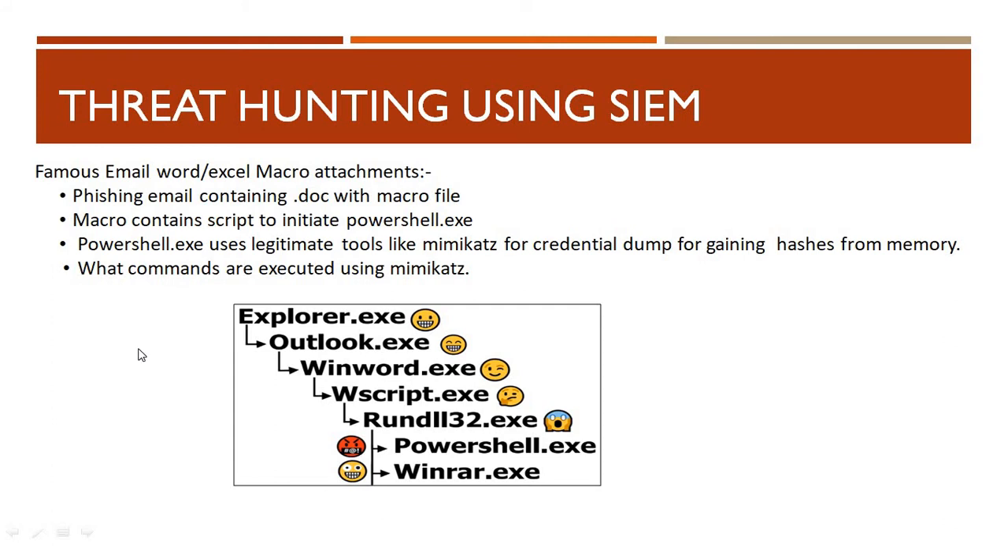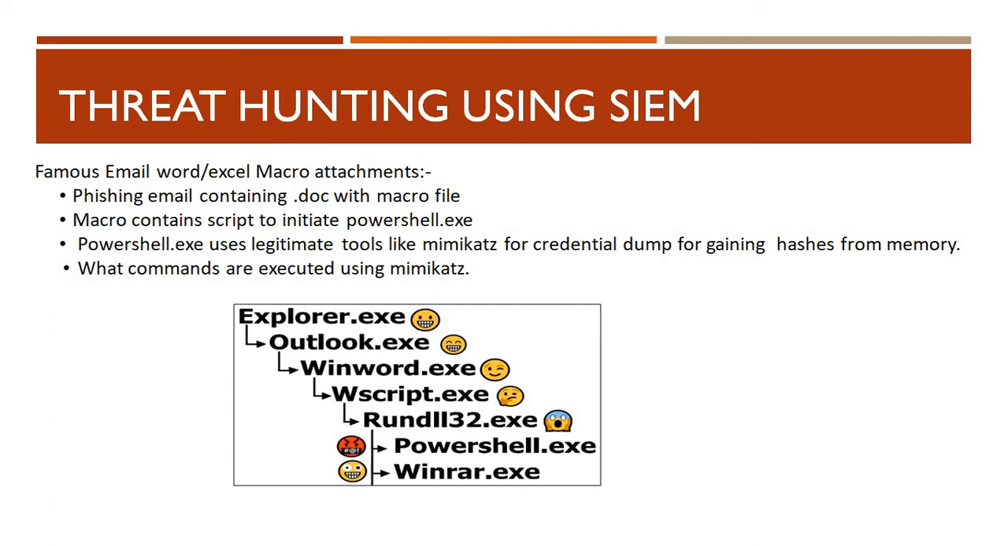So one use case out here with respect to threat hunting is a famous email Word or Excel macro attachment. So what exactly is that? Any kind of phishing email, which you get from any unknown vendor, contains a Word or a macro file, and those docx or Excel files will be macro-based files, right? So there will be a macro written inside that file.